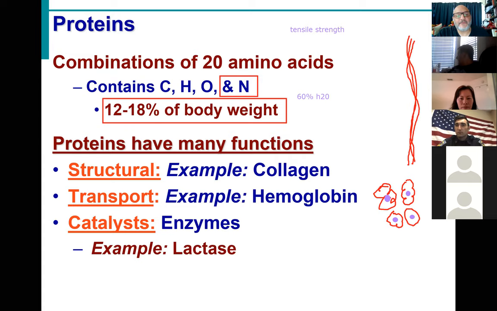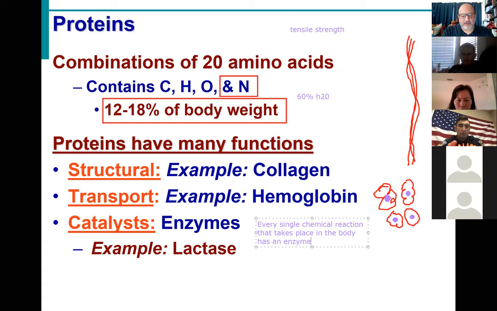However, one of the most important types of proteins are our enzymes. Again, as I mentioned in an anatomy and physiology class, we are always careful about using words like always or never. However, what I will say right now is every single chemical reaction that takes place in the body has an enzyme that helps it. It doesn't mean every single chemical reaction in the body uses an enzyme, but there is an enzyme that can make every single chemical reaction in the body faster and easier. Again, I'm sure at some point someone will find some chemical reaction in the body that there is no enzyme for, but it hasn't happened yet.